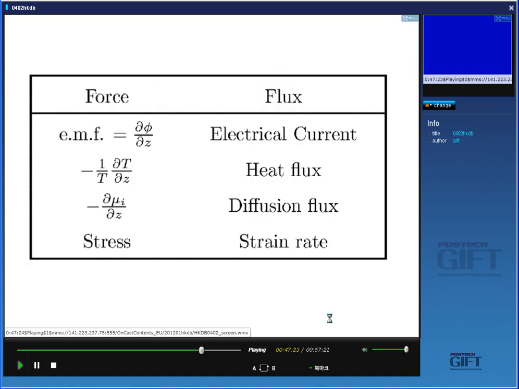And just to summarize the different forces and the fluxes, we have the electromotive force being proportional to electrical current, the temperature gradient being proportional to the heat flux, diffusion flux to the chemical potential gradient, and in some cases the stress is proportional to the strain rate. If you multiply stress by strain rate, what do you get? Rate of energy dissipation. Stress has the units of energy per unit volume, exactly the same as megapascals or pascals, yeah? Energy per unit volume multiplied by a strain rate, which is per time, gives you energy dissipation per unit time.